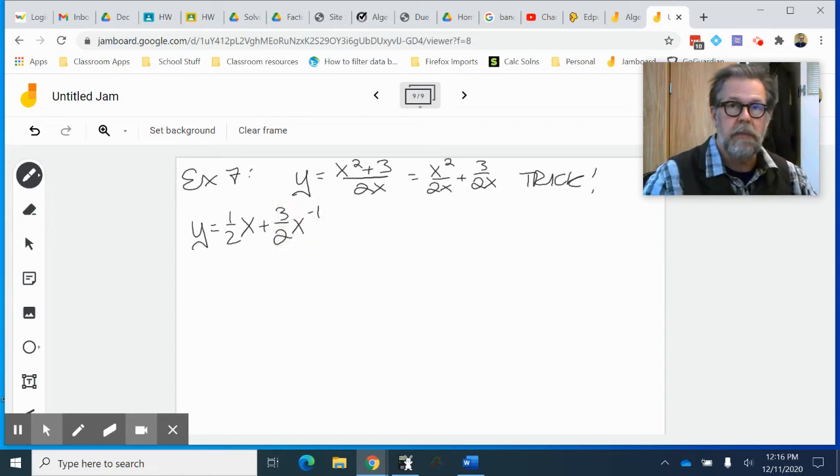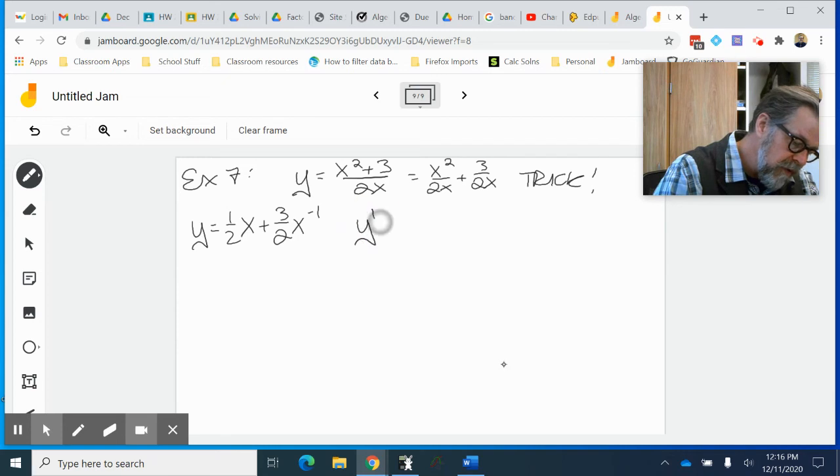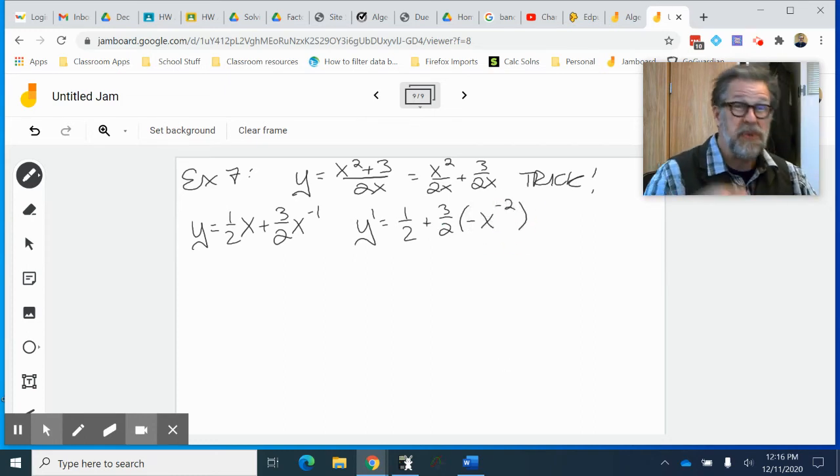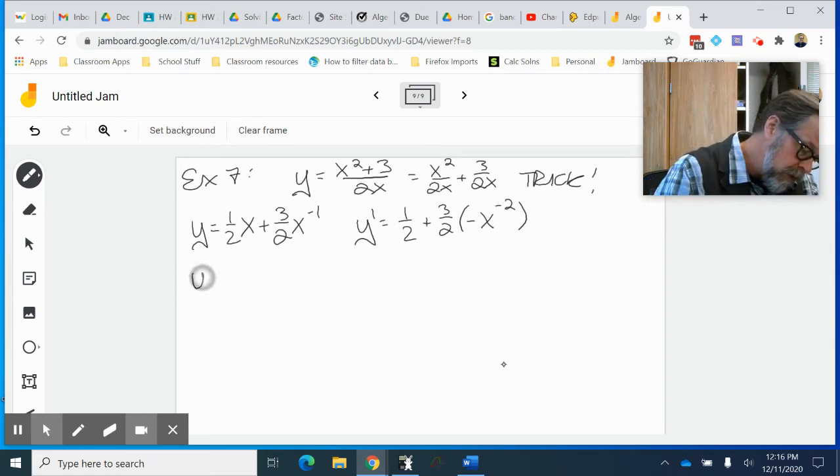And now I can use the power rule. The derivative of this function is 1/2 plus 3/2 times negative x to the negative 2. And this is why I say write it as a power, because otherwise it's hard to use the power rule. The derivative, rewriting this, is equal to 1/2 minus 3 over 2x squared.